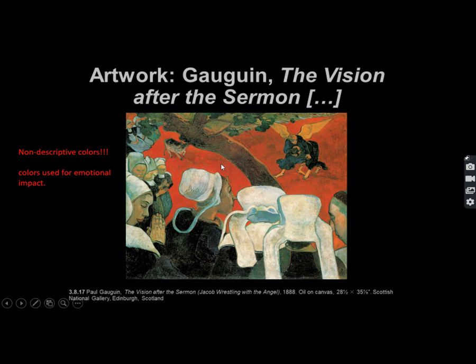This is the Vision After the Sermon, and these are people from Brittany, where he grew up, religious people. You can see the religious garb on them. This tree just cuts a whole diagonal through the whole composition. And this is Jacob wrestling the angel, so it's a religious topic.